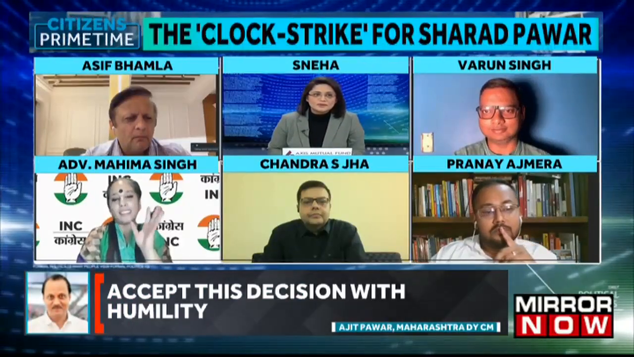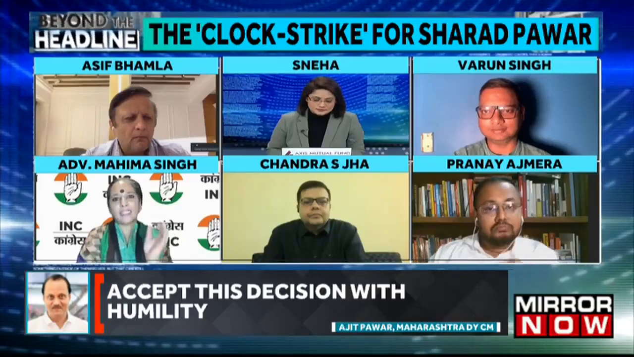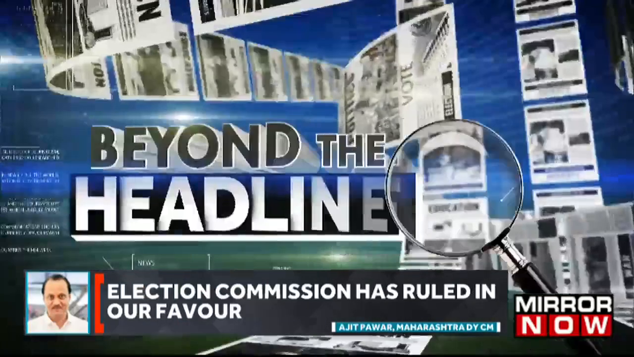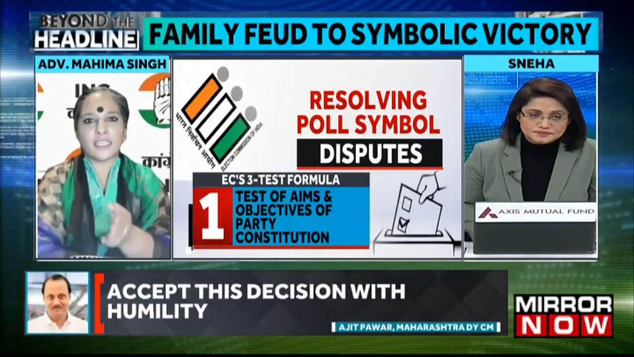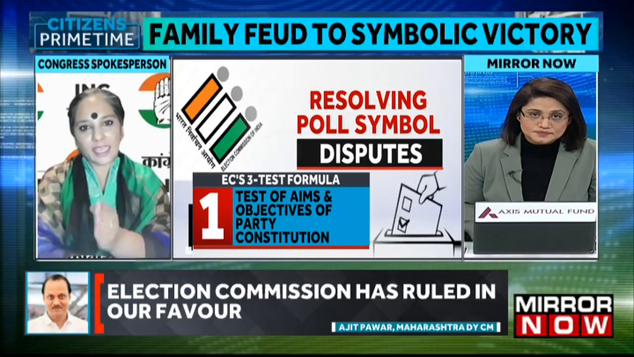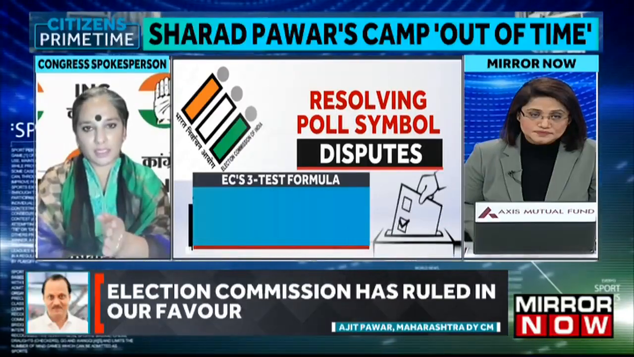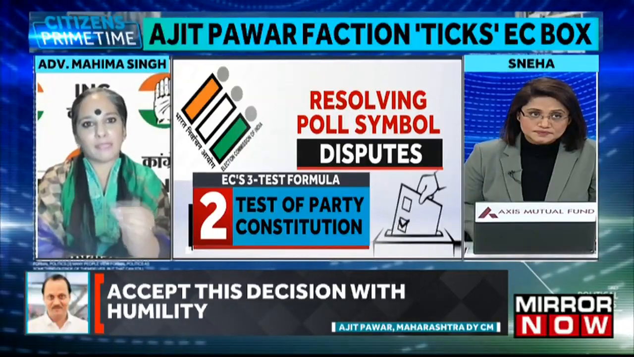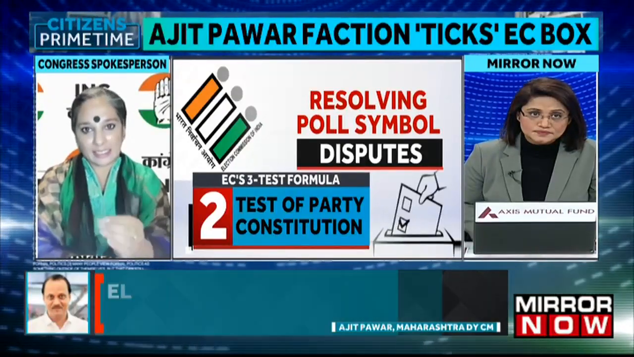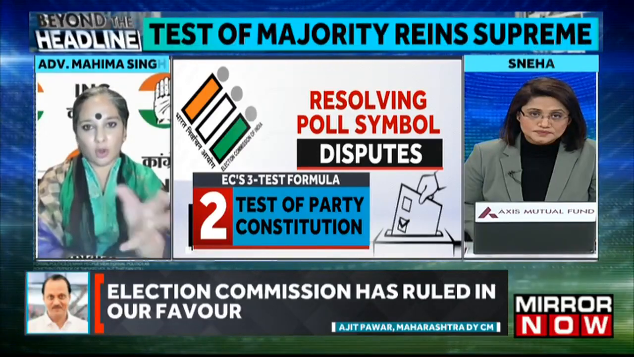I'll tell you. See, the anti-defection law as it is is in smithereens at the behest of the BJP today, so let that be on one side. Now you come to the three factors. The first factor is aims and objectives, and the second factor is the constitution of the party. Both of whose foundation was laid by Mr. Sharad Pawar, the veteran that he is, 28 odd years ago.